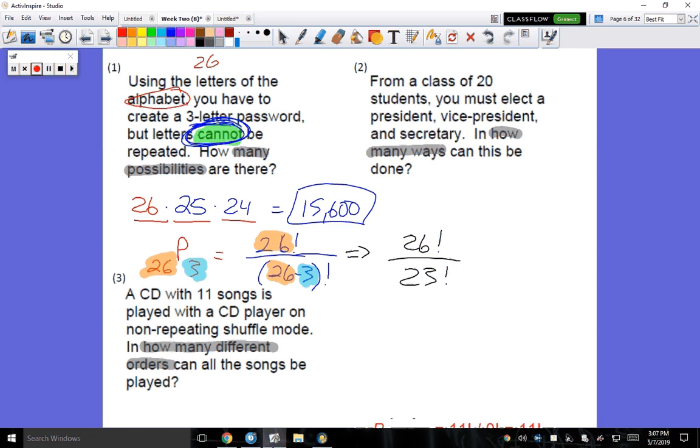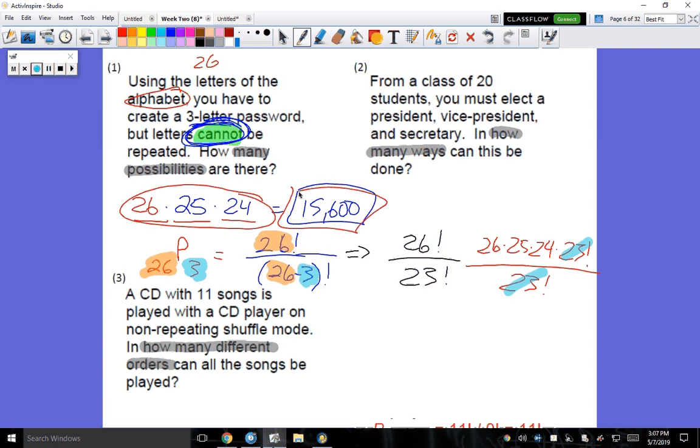Then you would go on to say, all right, here we go. 26 times 25 times 24 times 23 factorial. Because I don't want to keep going, I'll just group them all together. I have 23 factorial on the bottom, which I know these will cancel to what? 1. And I'm left with 26 times 25 times 24, which is exactly what we did to get 15,600.